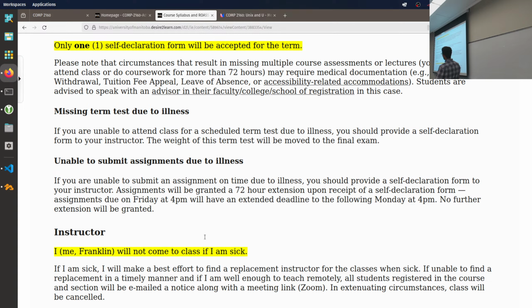If you're unable to submit an assignment on time due to illness, give me the self-declaration form and I'll give you an extension of 3 days on top of what the due date is right now.